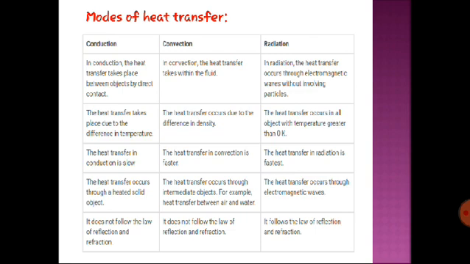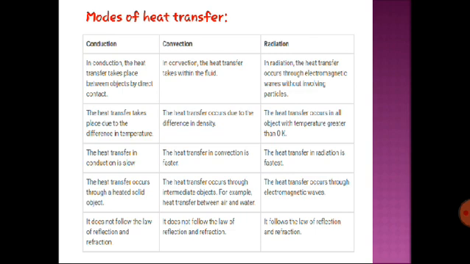What is convection? Convection means heat is transferred within the molecules. It doesn't require exact contact. So this is convection. And then radiation. In radiation, heat transfer occurs through electromagnetic waves. This is the main term related to radiation. Electromagnetic waves transfer the heat. This is the third mode of transfer of heat.